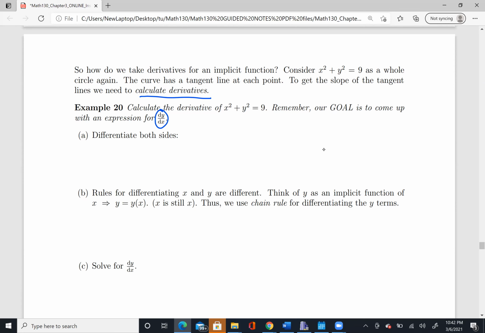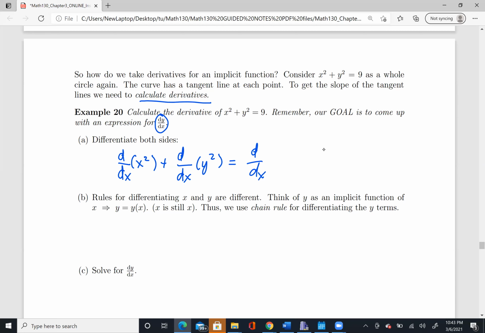What we do is first differentiate both sides. Let me show you. d/dx of x squared, that is the first term, plus d/dx of y squared, equals d/dx of 9.